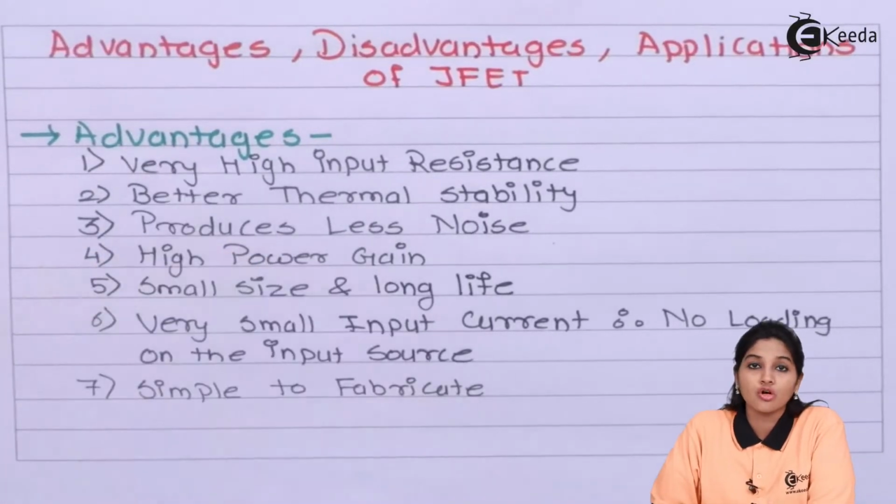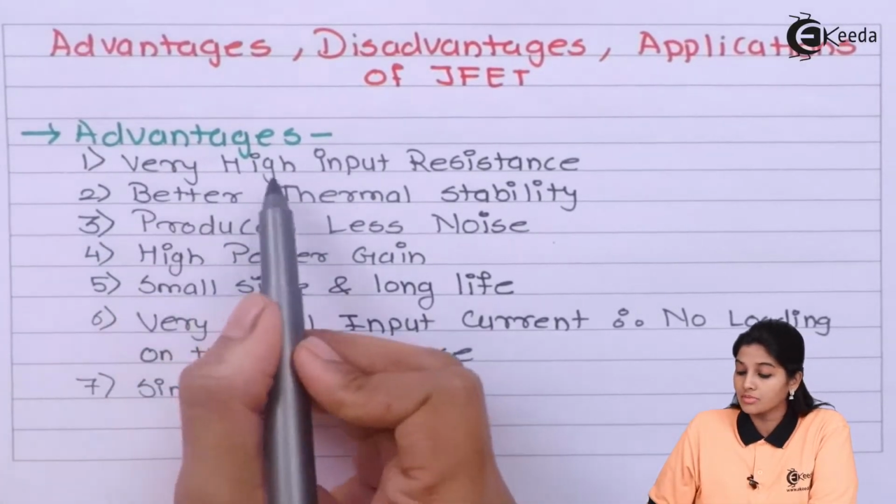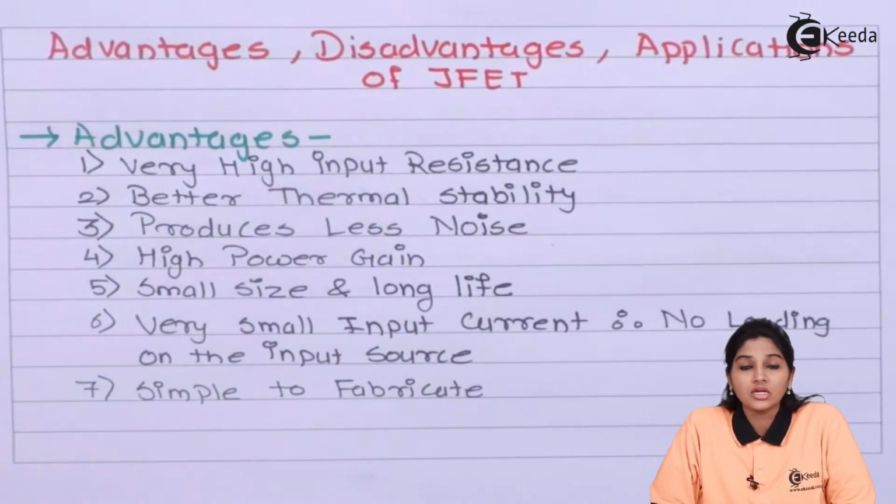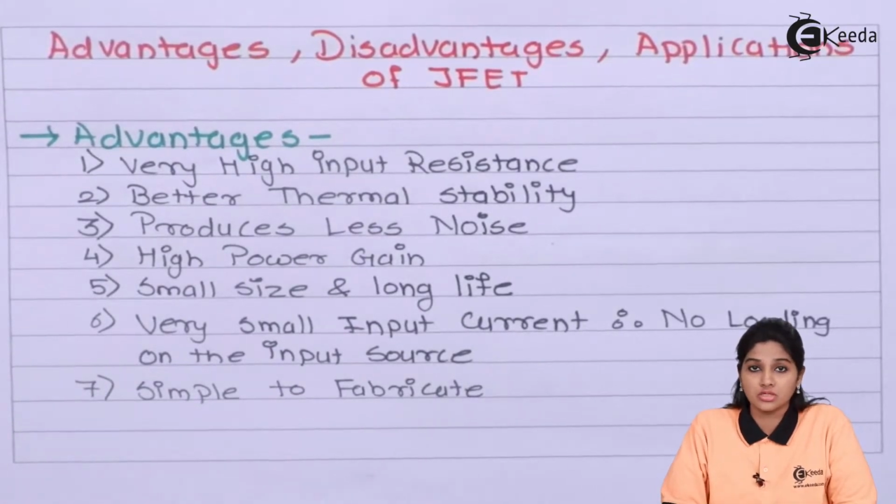The first advantage of JFET is very high input resistance. We know that in case of JFET, the gate source junction is required to be reversed bias and the reverse current is very small. Because of that, the opposition to the flow of current, which is called resistance, is very high. As the reverse current is very small, therefore the JFET offers very high input resistance.